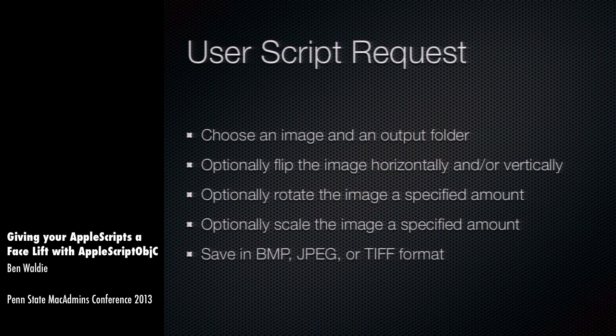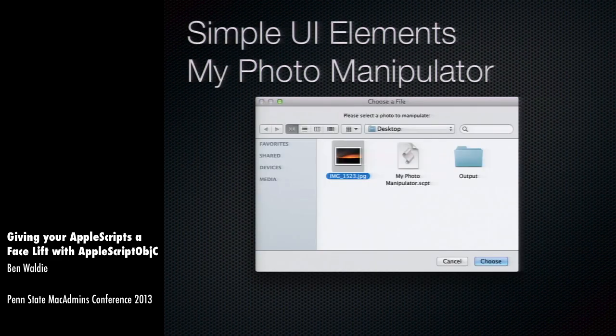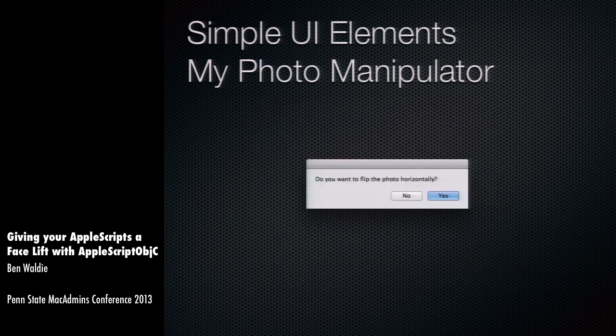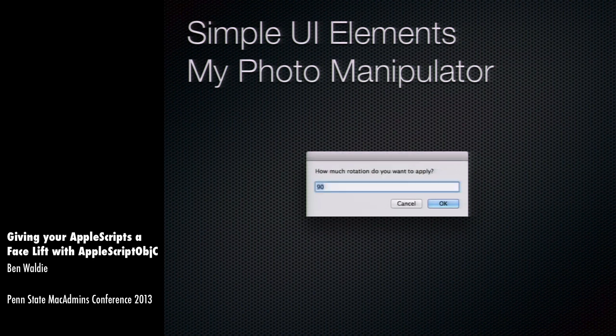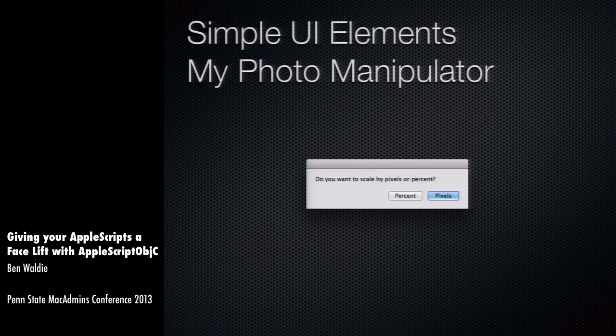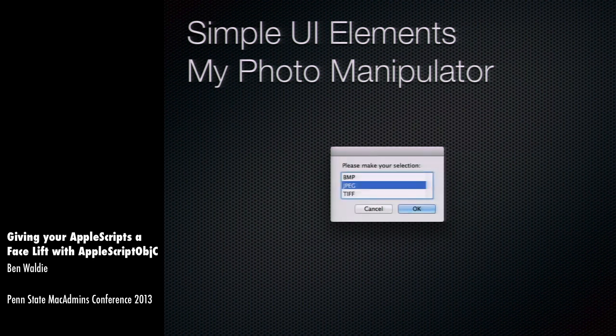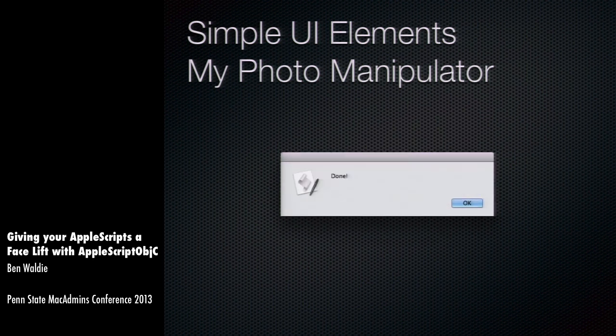So for something like this, you could use simple dialogues and alerts. So for example, choose a folder, or choose a photo. Choose a folder, an output folder. Do you want to flip the image horizontally? Yes or no? Do you want to flip it vertically? Yes or no? Rotate. How much rotation do you want to apply? Do you want to scale the photo? Do you want to scale by pixels or percent? How much do you want to scale it? What output format do you want? And done, right? So that's great.